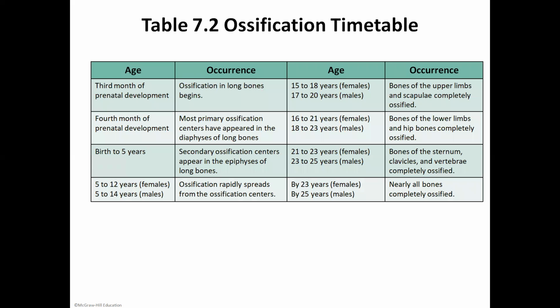So this is just a timeline of what is taking place. Like I said, this starts in the 3rd month of prenatal development and continues on until we are in our 20s. I do want you to look at what is taking place. So again, in the 3rd month, we have ossification in long bones beginning. Obviously, from birth to 5 years, we have those secondary ossification centers that are going to start being worked at. And it's because, again, of those epiphyseal plates. And then from 5 to 12, you're going to see a lot more ossification taking place.